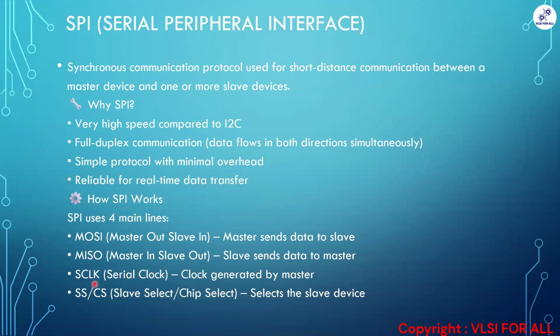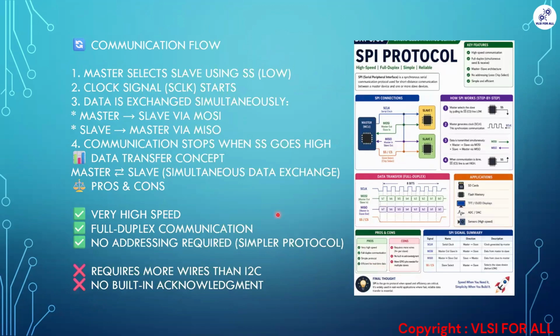And coming to the clock, it is always generated by the master. And coming to the SS or CS, slave select or chip select selects the slave device to be communicated. The communication flow will be like: master selects the slave using the slave select, the clock signal starts, and data is exchanged simultaneously from master to slave and slave to master, and communication stops when slave select goes high.